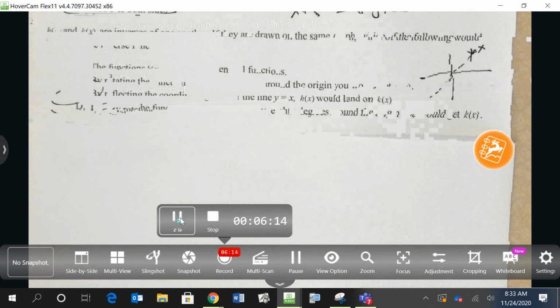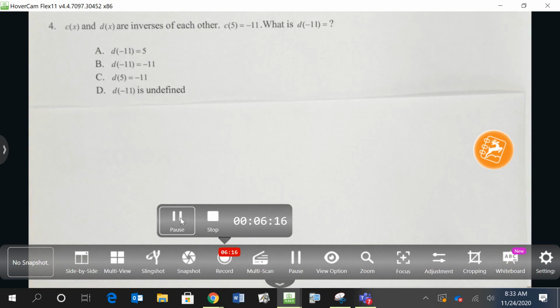This is kind of tricky how it's worded, but it goes back to what I just said in the last problem, that the domain of the original function becomes the range of the inverse, and the range of the original becomes the domain of the inverse.